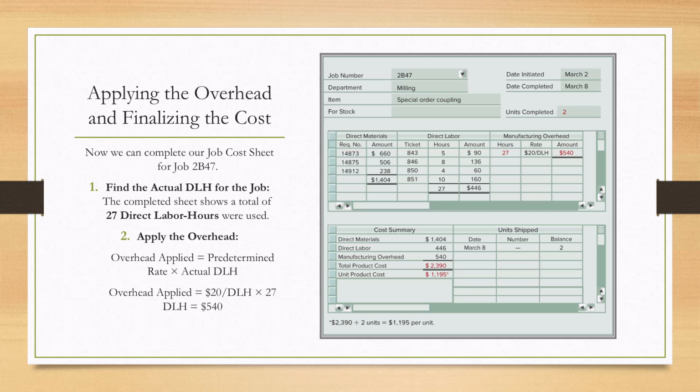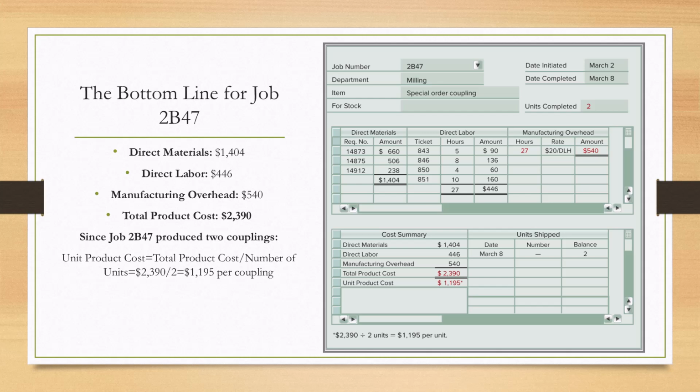As you can see on the completed job cost sheet, we now have all three cost components. We have arrived at the bottom line for job 2B47. Let's summarize the costs from the completed job cost sheet. Direct materials totaled $1,404. Direct labor was $446. And the manufacturing overhead we just applied is $540.